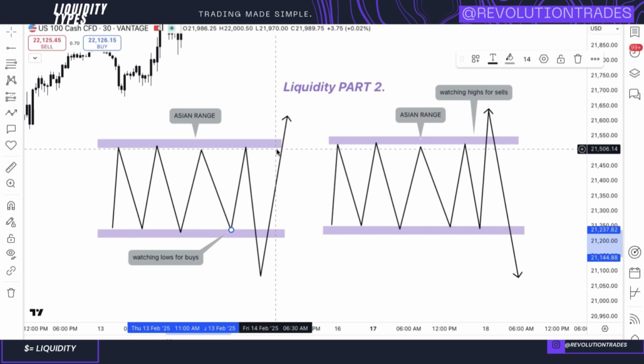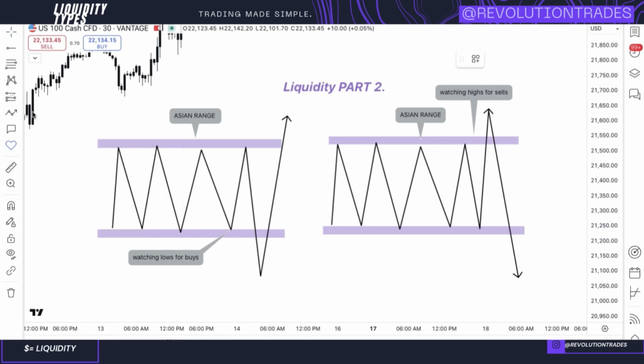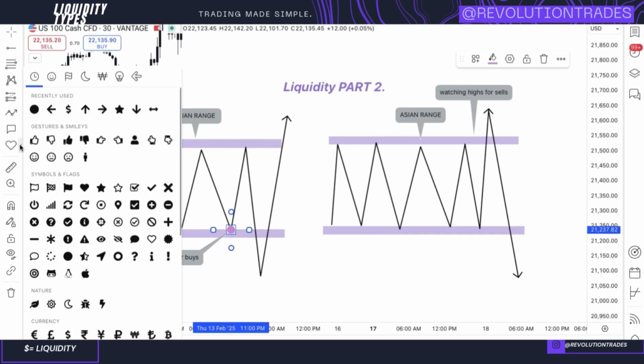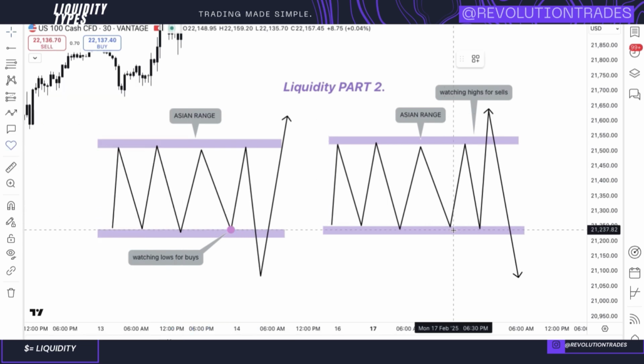When I say the words liquidity types, guys, it's basically just common things that you'll see in the markets. And I just want to refresh what I told you guys in my previous video. When you are looking for buys, you want to pay attention to low points, because these are where price will usually take liquidity out. When you are looking for buys, look at lows. When you are looking for sells, you want to look at high points, because this is where price will usually take out liquidity for sells.